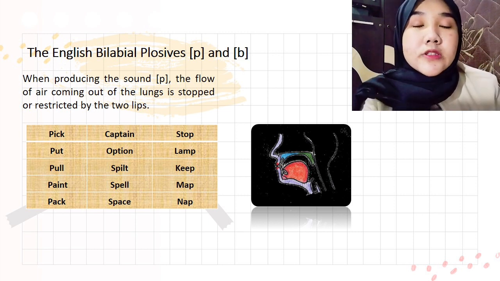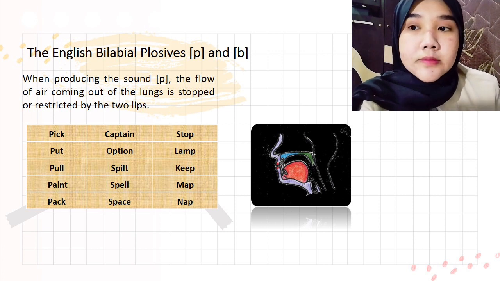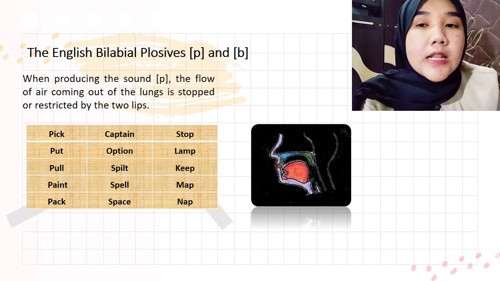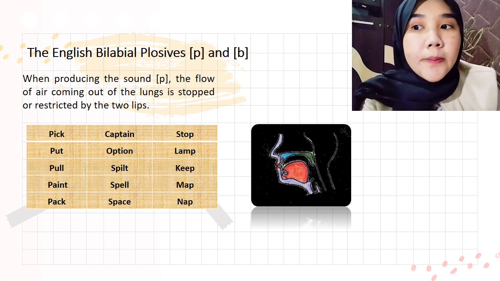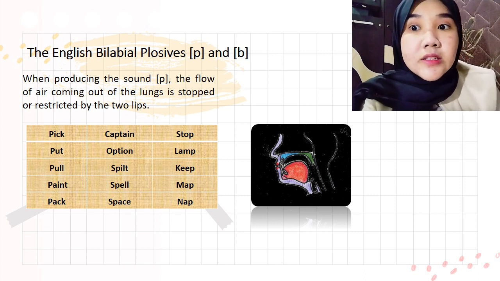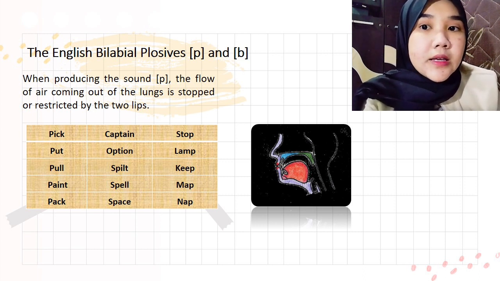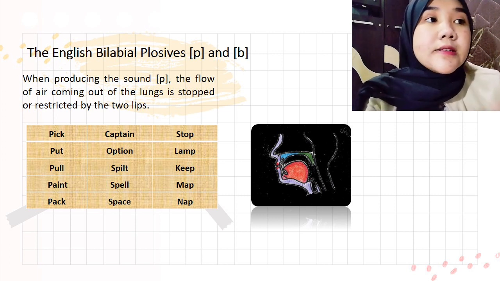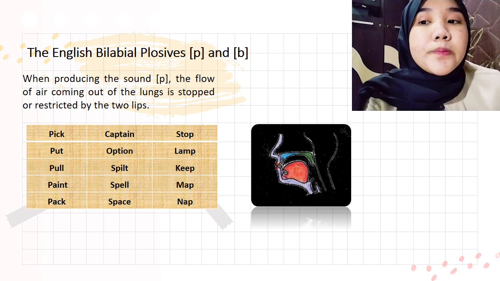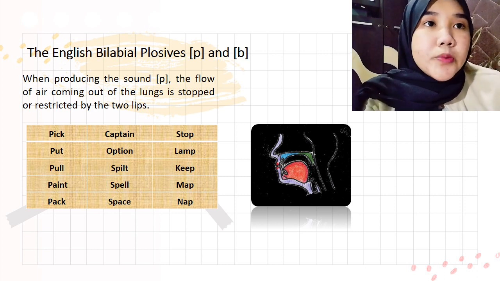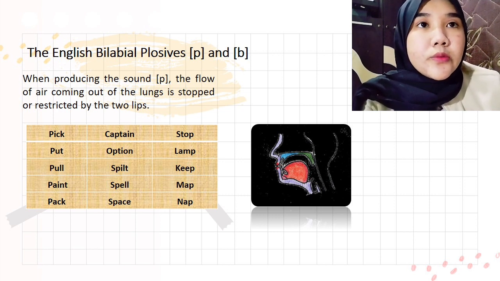When producing the sounds, the flow of air coming out of the lungs is stopped or restricted by the two lips. The channel to the nasal cavity is closed by the velum. Then, the pressure of air in the mouth is abruptly released. The p sound is produced when the vocal folds do not vibrate.